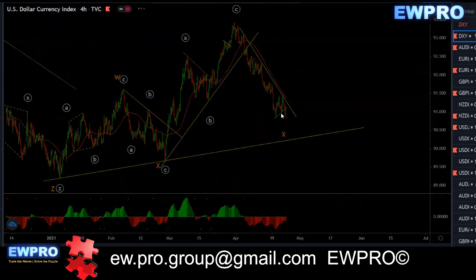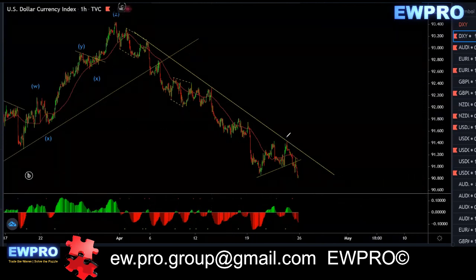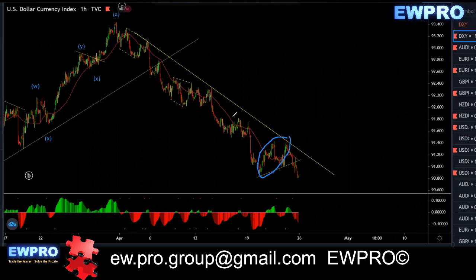So on the H1, we did get a larger correction in here. This is a larger correction, and we're getting more downside. So while this trend line here holds, you can look for downside.